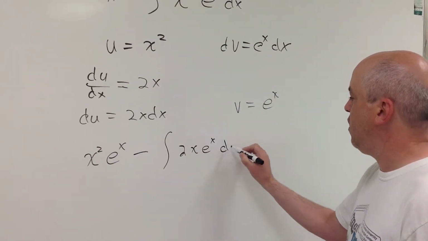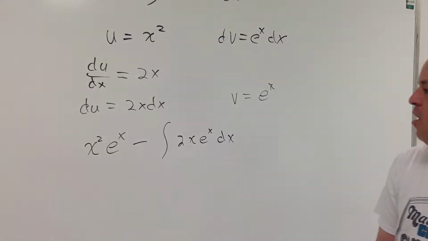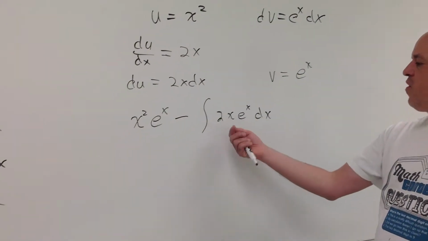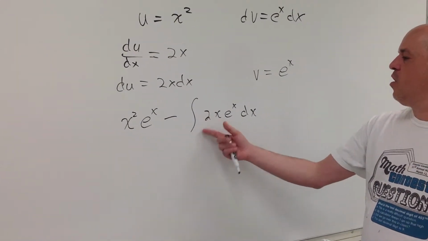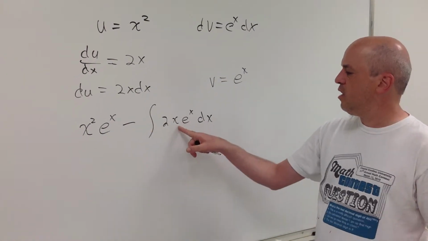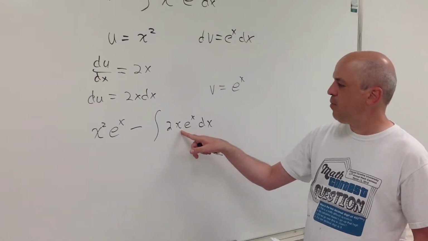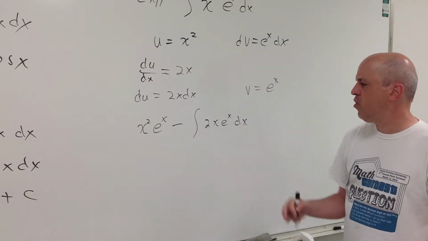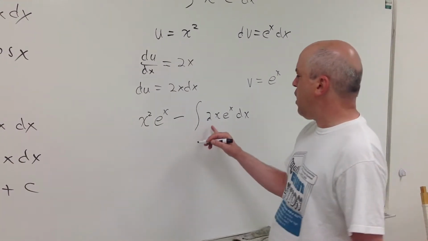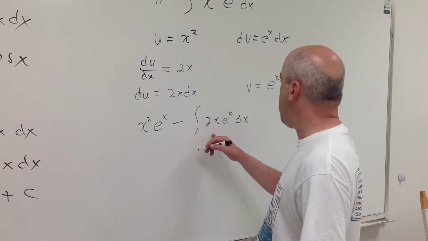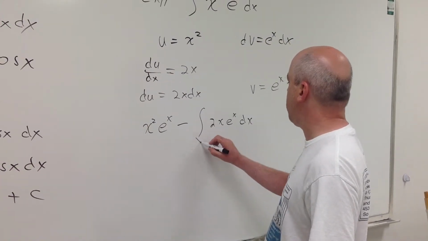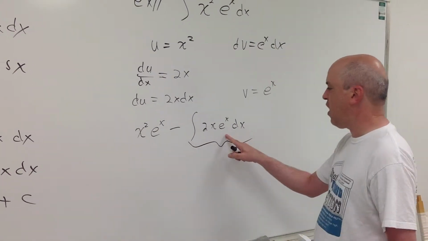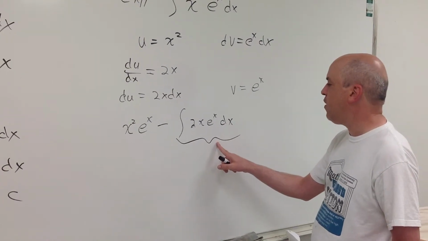Now I can either leave the 2 inside and let u equal 2x, or pull the 2 out and let u equal x. And then I've got to keep in mind that I need to double the entire integral I get here. I'm just going to leave the 2 in. Okay, so here's our new problem for integration by parts. This integral is kind of a new problem all by itself.